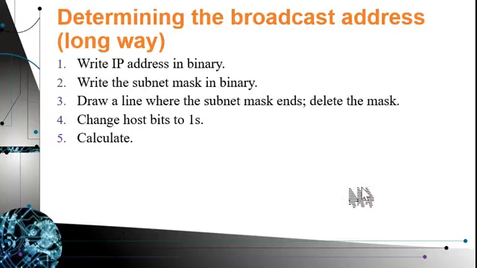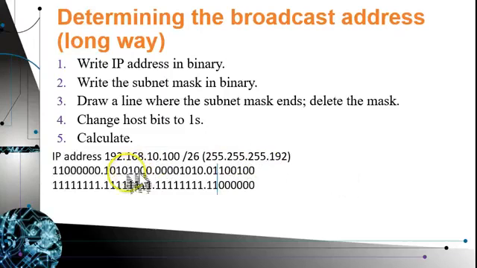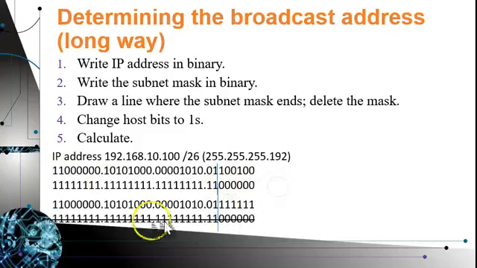So let's put the steps up there so we don't forget. Here's the IP address again. Here's the subnet mask. Draw the line, step number 3. Step number 4, get rid of that subnet mask. You don't need it anymore. Change all the host bits. Look here to the right of that blue line. All the host bits are set to 1. Now it's a simple matter of calculation.